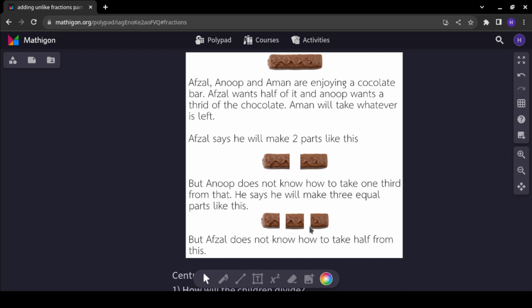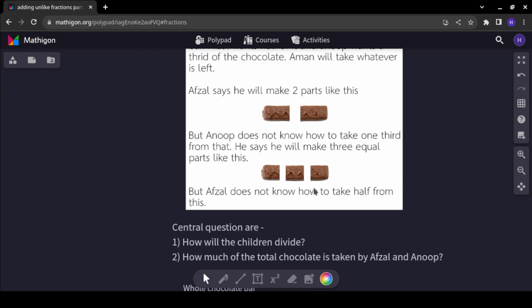So this is the puzzle basically. There are two central questions to this. How would the children divide, right? So that Afzal and Anoop, very demanding though, get exactly what they want. And we have to do something for Aman as well. So we'll have to figure out what is the total chocolate taken by Afzal and Anoop together. So these are the two central questions.